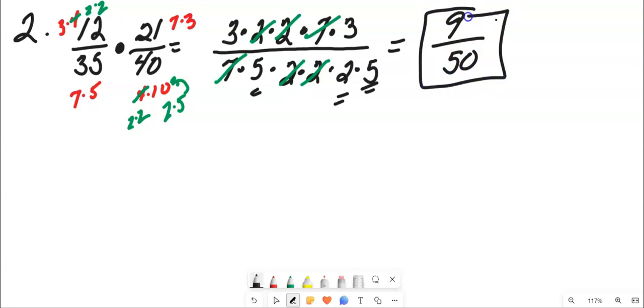So our final answer is 9 over 50. So the strategy again is to break it down into prime numbers, so that way we can get anything in the numerator and the denominator to reduce down to 1, and then we multiply it out. Okay, let's move on to number 3.